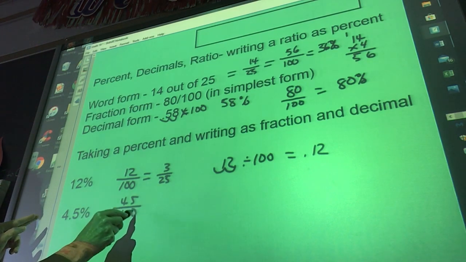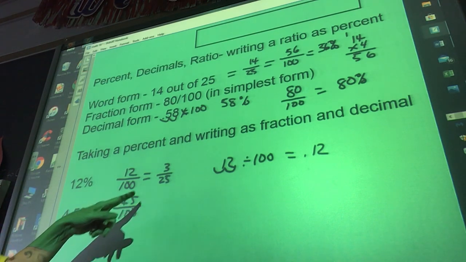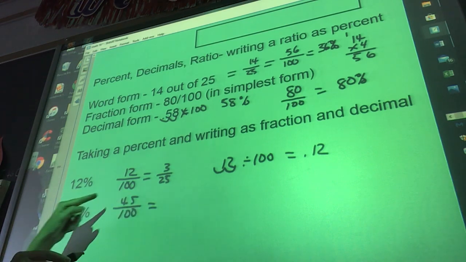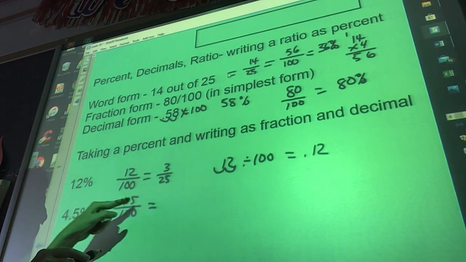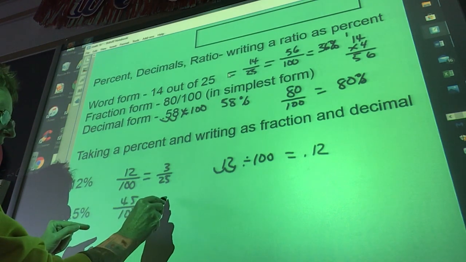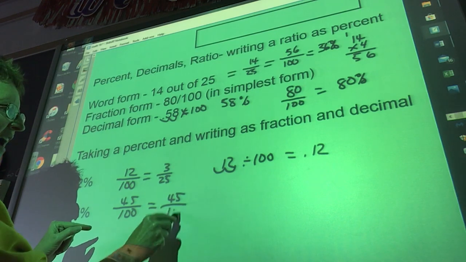And usually you don't keep a point in your fractions. So really what we'd want to do is multiply the top number and the bottom number by 10, so we get rid of the decimal in the fraction. So we would have 45 over 1,000.